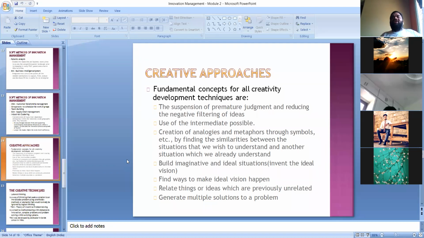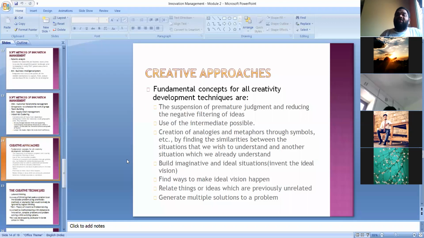Don't get confused here. Innovation management simply means: how creative are you, and what are the basic concepts? Before applying techniques of creativity, the basic things are: first, you have to remove negative filtering. You also have to use intermediate possibilities, and compare similarities with what is already understood, meaning the process we followed before. This can be based on numbers, analogies, metaphors, and so on.